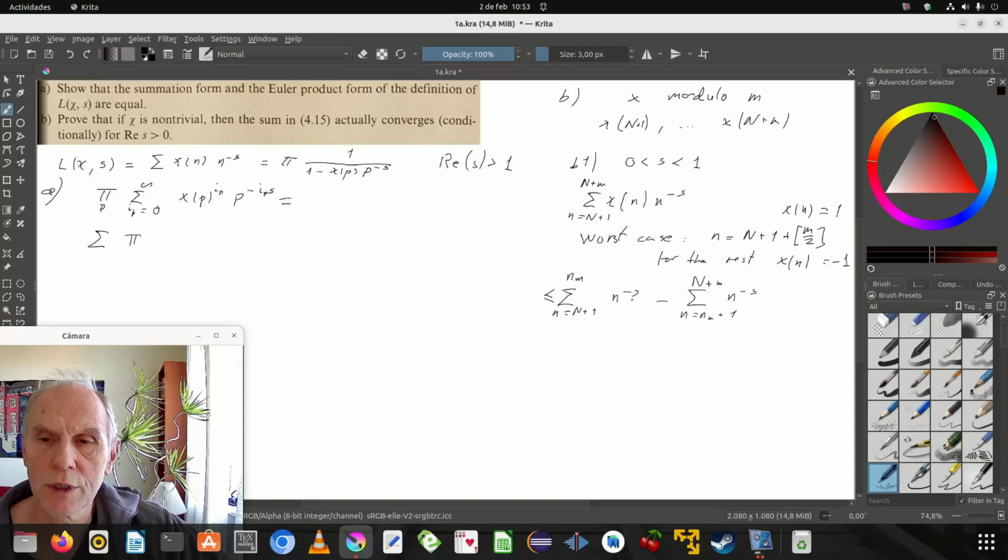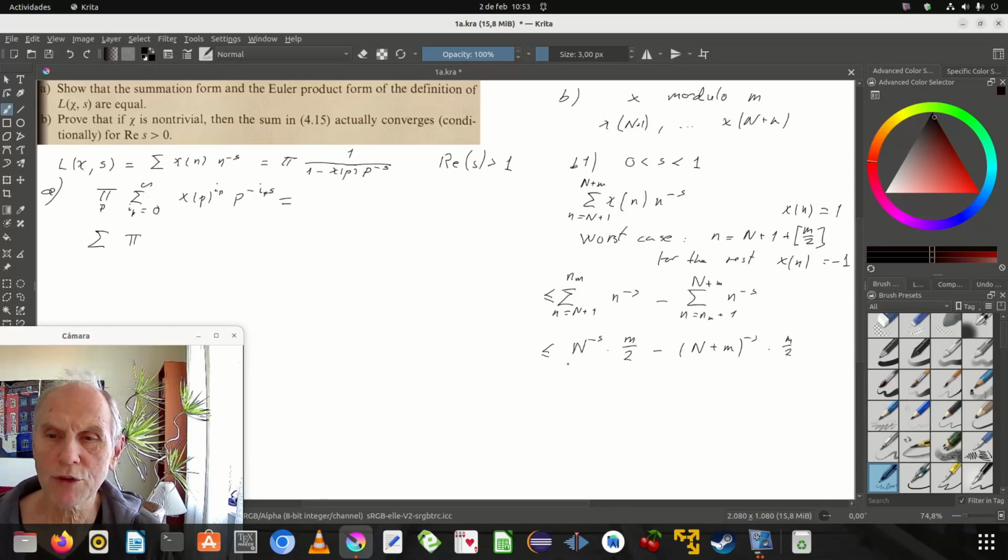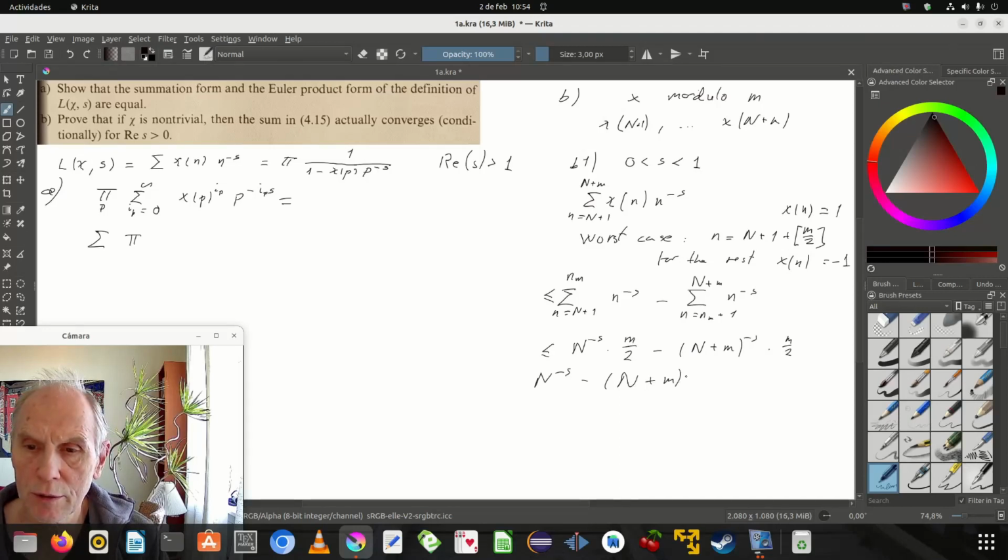Can we do with these sums? Could we just take the worst case where it's like n to minus s times the number of elements we have, m half minus, and that's n plus m. So what we have to show is the n minus m, or we have to bound. How do we do that? Taylor expansion.